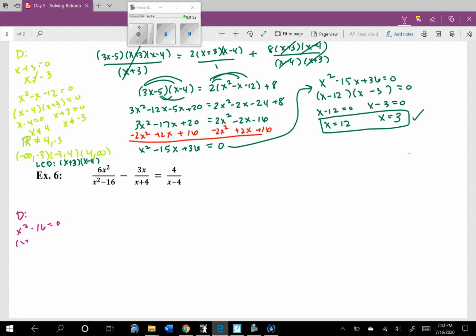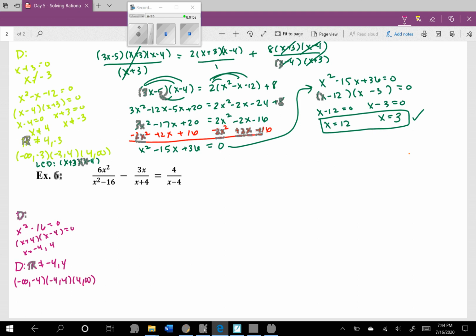So if I factor x plus 4 times x minus 4 equals 0, we would get x equals negative 4 and positive 4. And then here if we solve x plus 4, we would get negative 4, and here if we solve x minus 4, we get positive 4, so that means the domain is all real numbers not equal to negative 4 and positive 4. So in interval notation, negative infinity to negative 4, negative 4 to 4, and 4 to infinity.